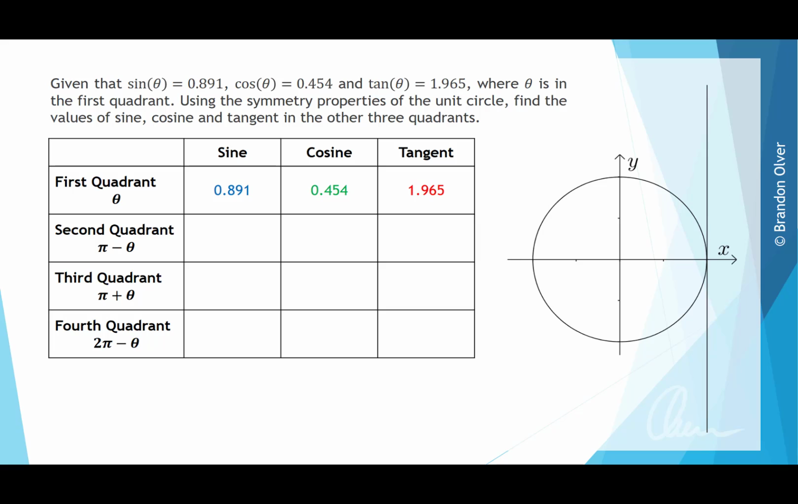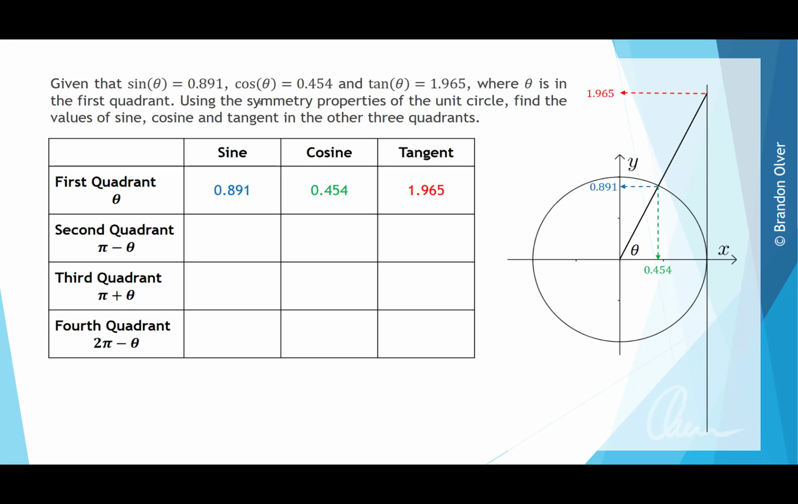So the first thing we're going to do is get a general idea of where this angle theta lies. To get a tangent value of 1.965, it's going to be quite a steep angle. So the angle is going to be coming up here somewhere, and this will be the angle theta. Then sine is read off the y-axis, and that's the 0.891. Cosine is read off the x-axis, so that x value will be 0.454. And if we read the y value of this tangent, it should come out to be 1.965.